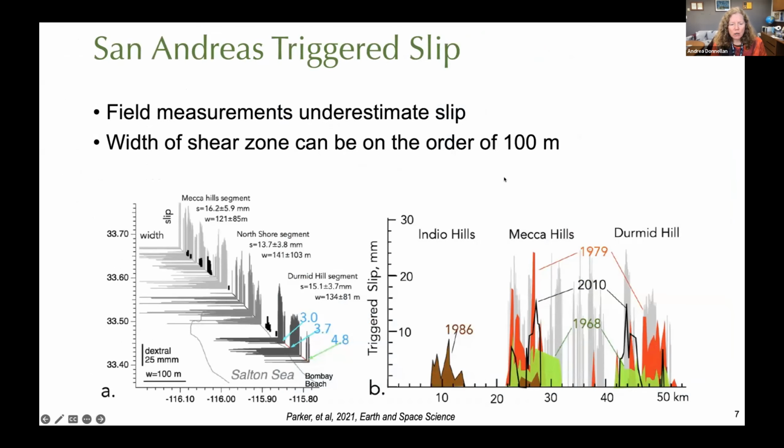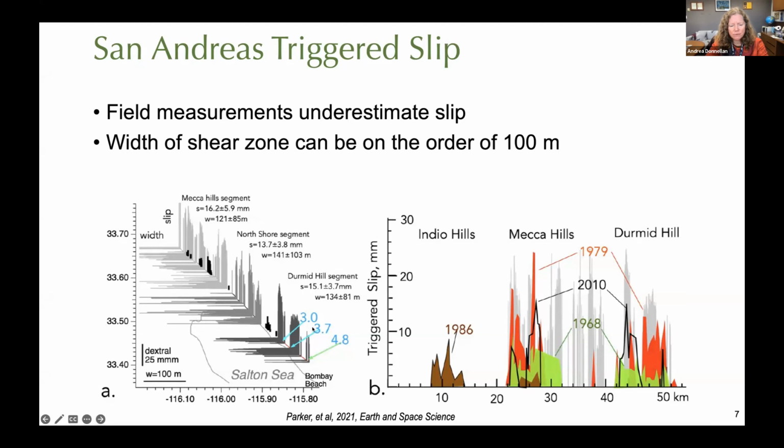This is from Jay Parker using UAV SAR, and Roger's on the paper. I'm on the paper. Several other people are. In the paper, he showed that the field measurements can underestimate the slip. I think this was what Chris was getting at. The rupture zones, or the deformation zones, can be wide. They can be up to 100 meters wide.